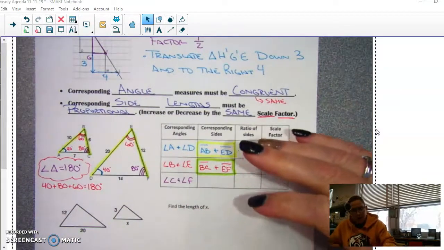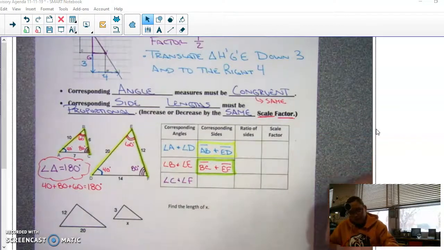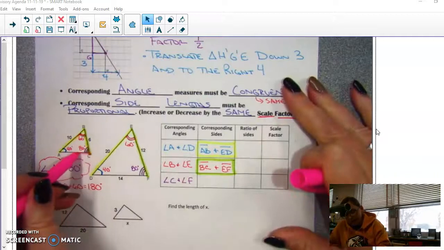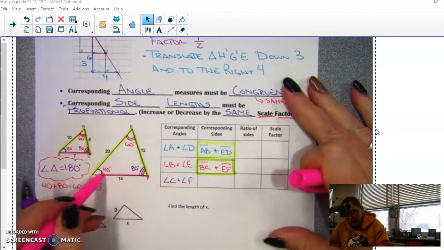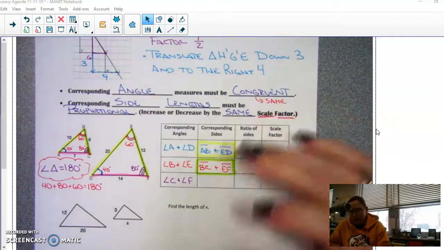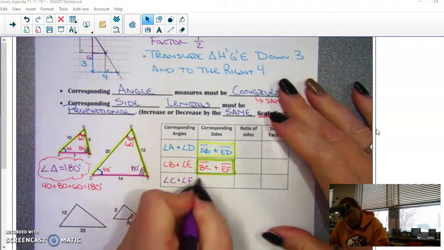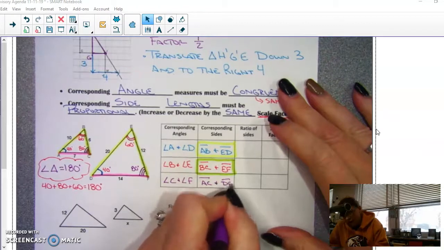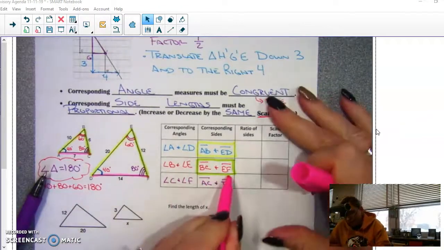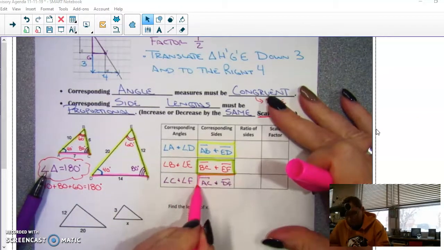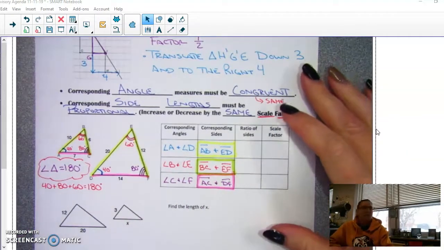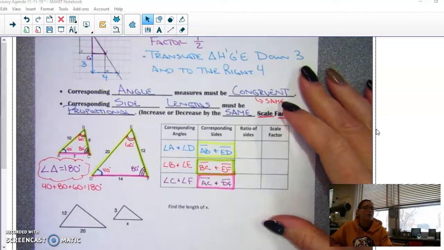And then finally, our last one, we have side AC would correspond to side DF. AC and DF, and that's our pink. All right, so we look at our corresponding sides, and that's what helps us to get our scale factors.